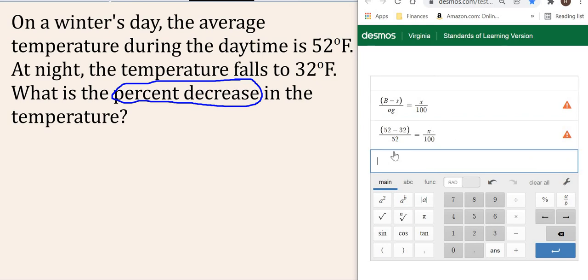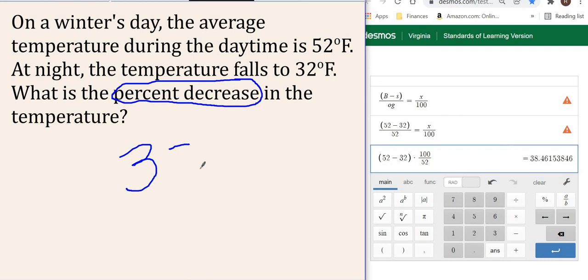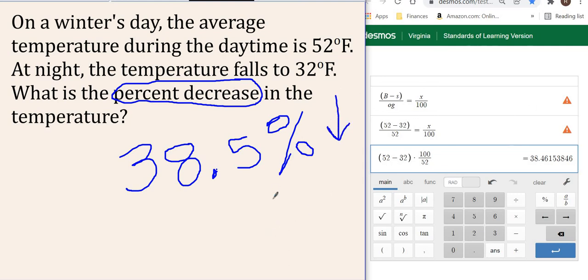So now that we have all the pieces complete, we're going to use our calculator to cross multiply the numbers, divide by what's diagonal from the x. Well, I'm going to use this up here, and I'm going to copy it, Control C. Then I'm going to drop it in this empty line, Control V. All right, then I'm going to multiply by the 100 that's diagonal, and I'm going to divide by the 52 that is diagonal from the x. And that leaves me 38.5% decrease.